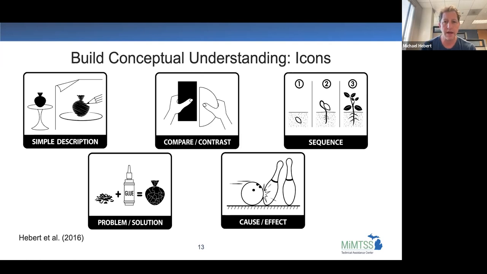Cause and effect is the last one, and we've got the bowling ball here hitting the pins, and the bowling ball is meant to represent the cause, and the effect is when it hits, the pins are knocked over, right? And so often we can talk about how there may be one causal event in a chain reaction in science, or it could be a causal event, action or activity that led to something in history, like a war happening or something like that, right? So these icons can help build this conceptual understanding around the text that we're going to be reading.